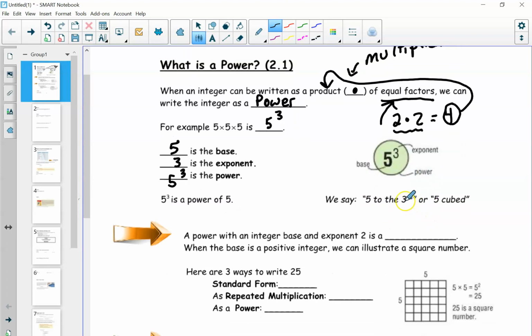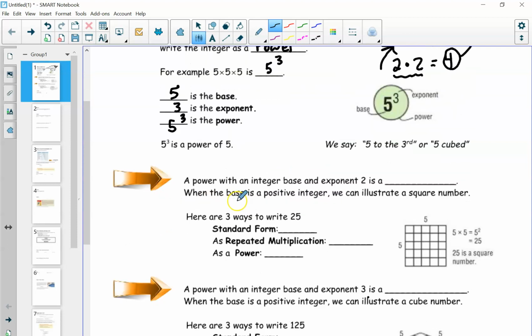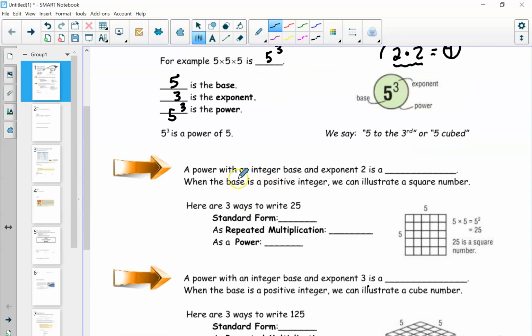And we usually say for this, 5 to the third, or 5 to the power of 3, or 5 cubed. So 5 to the power of 3 is a power of 5. A power with an integer base and an exponent of 2 is a square. Our entire first chapter dealt with squares and estimating square roots and things like that. So anything to the power of 2 is a square. For instance, 3 to the power of 2 would be considered a square.